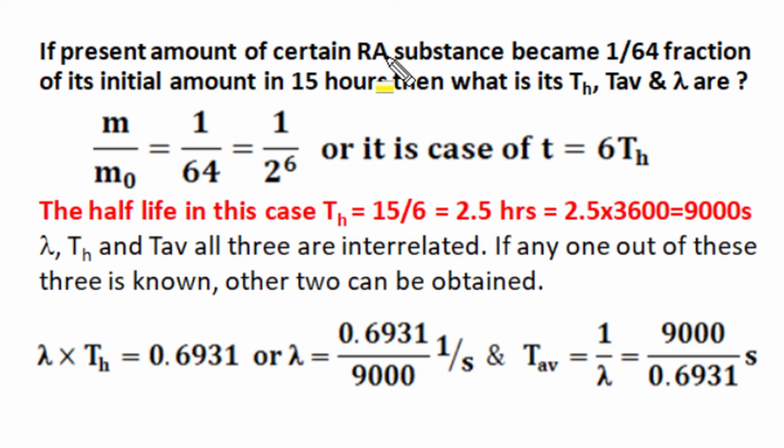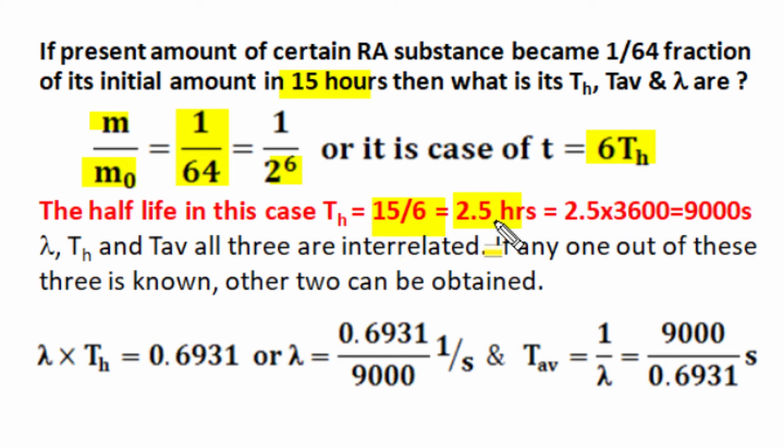In a certain radioactive substance, the present active amount will become 1 by 64 fraction of its initial amount after 15 hours. Then we have to find out its half-life, average life and decay constant. So we know the present amount is 1 by 64 fraction of the initial amount, and 64 is 2 raised to the power 6. It means this given condition of 15 hours is a case of 6 half-lives, and as the given 15 hours is 6 half-lives, one half-life is 1/6 of 15 hours, or 2.5 hours.